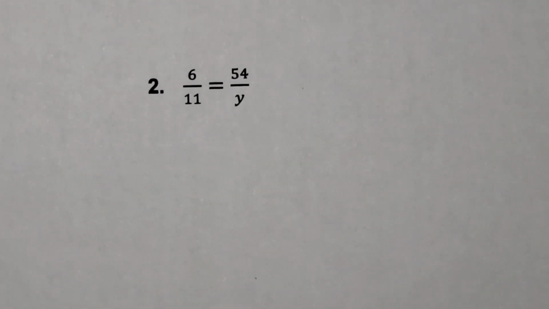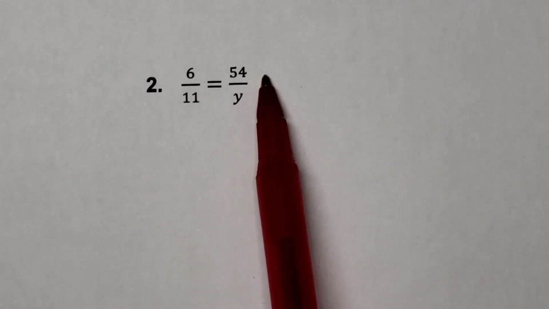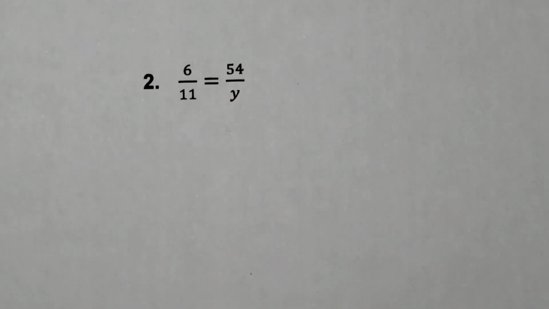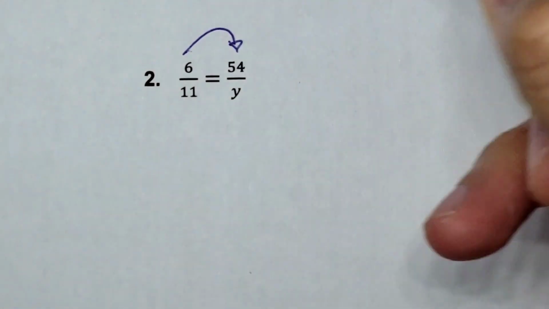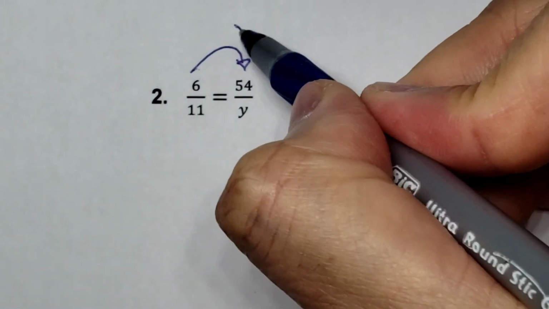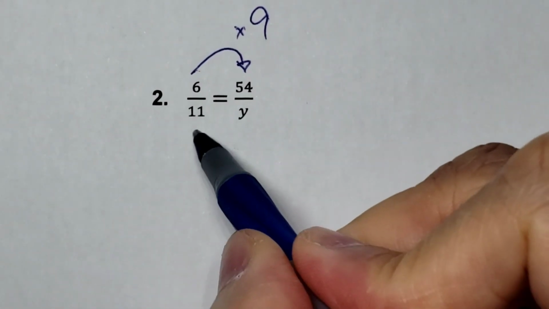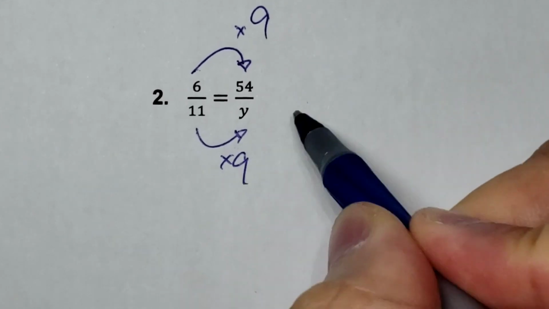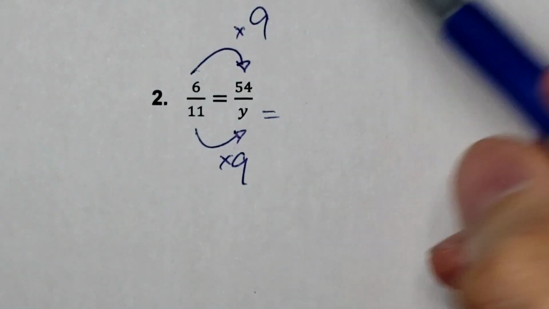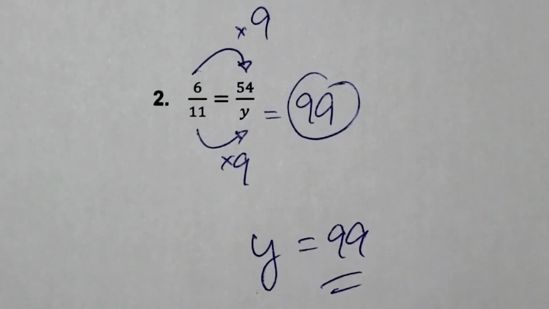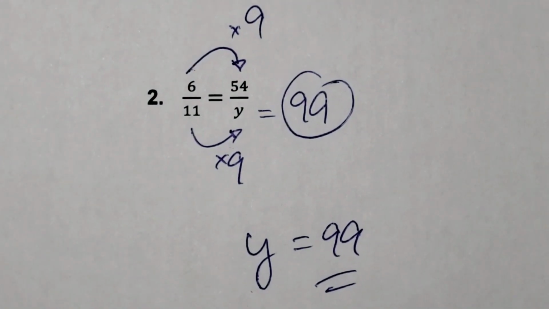Now, number 2. We've got 6 to 54, and 11 is equal to y. We need to know what y is. Again, let's use mental math since the values are easier to figure out. What's 6 times a number that gives you 54? And that would be what? Absolutely, 9. So 11 times 9 would give you 99. So that means y is equal to 99. Okay? Now let's do number 3.